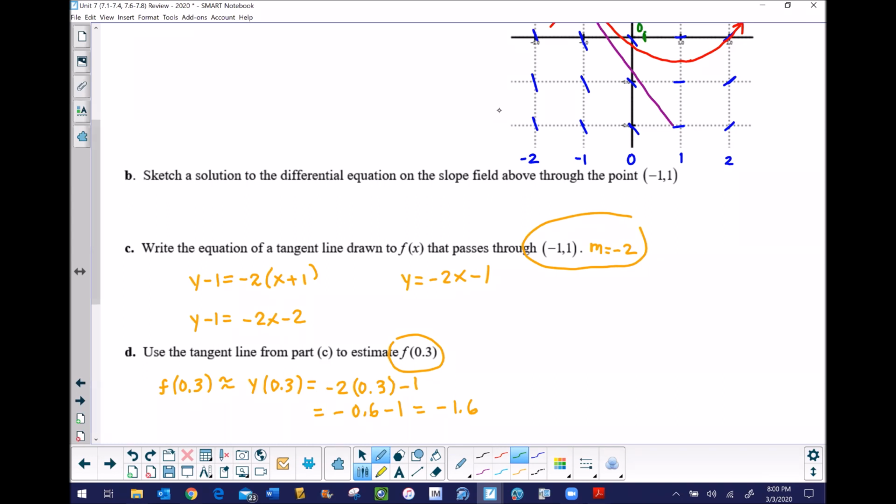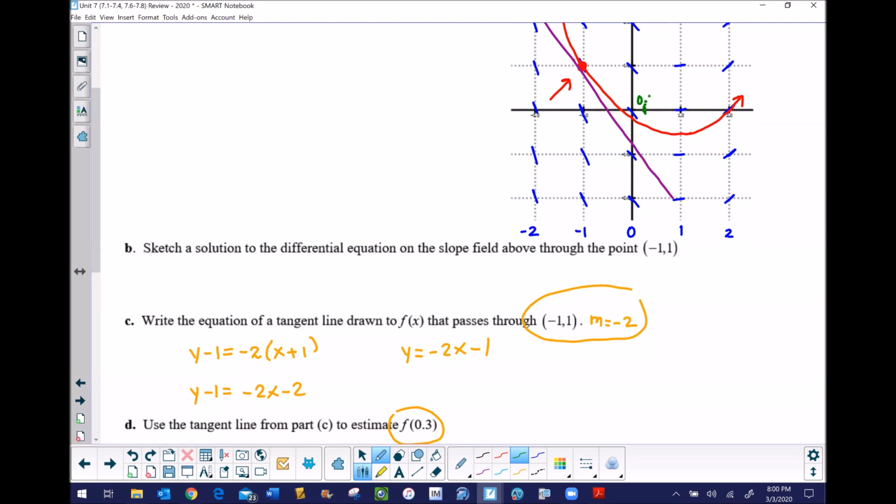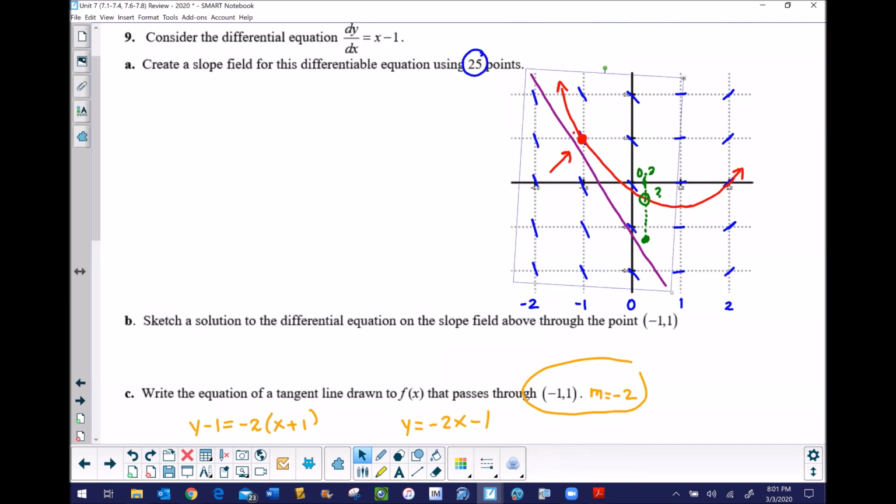Let me scroll up here a little bit. 0.3. So, yep, I don't know what the y value is on the curve because I haven't solved for the curve. I'm just kind of guessing about where that red curve would be. But if I take it all the way down to the line, does that look like it's about -1.6? Boy, it does now, right? It really does now if I kind of cheat and make my tangent line look more tangent.